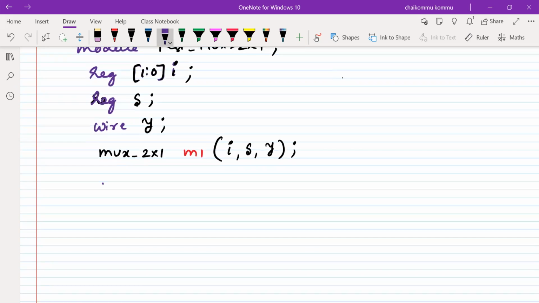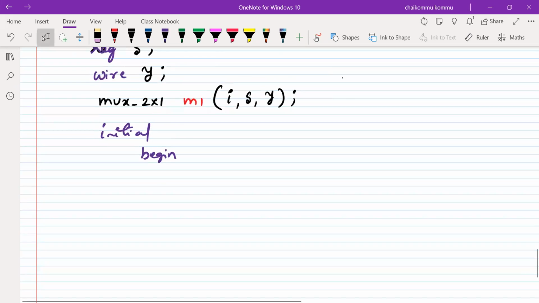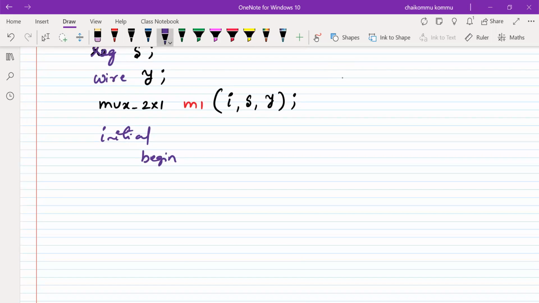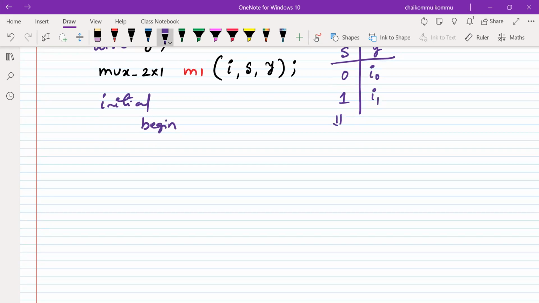So we need to write an initial statement for the test vectors, with begin. What are the different combinations I need to write? As we know, S and Y are written in this way, in the simplest form, I naught, I1. But this is not sufficient here. We have to convert all these into binary information, so I want to convert this test bench into test vectors in this form: I of 1, I of 0, something like this, and Y.